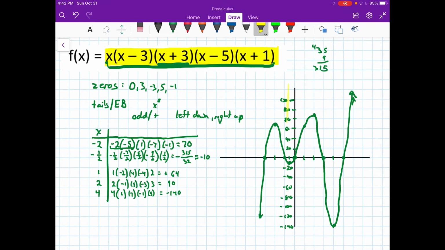Just noting and remembering that this scale is a lot different than the x scale. So the x scale, we were counting by ones. Oops, that's -3. So there's the graph of that function.